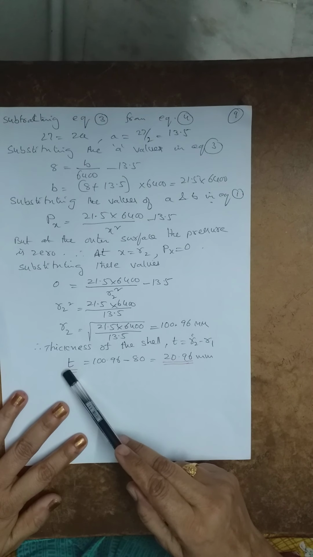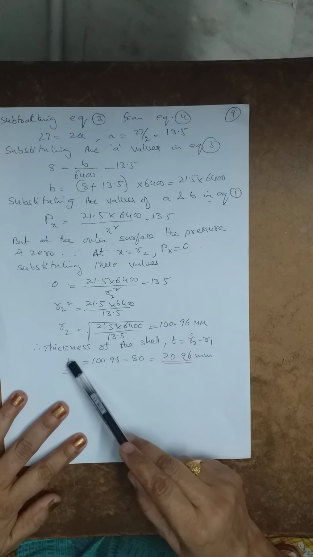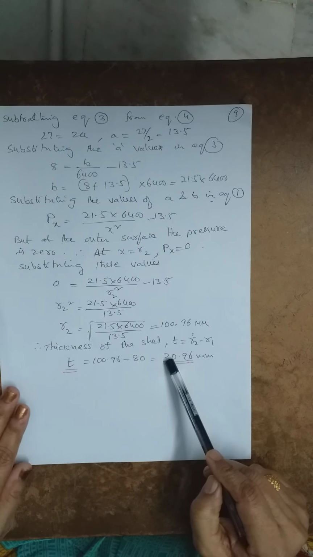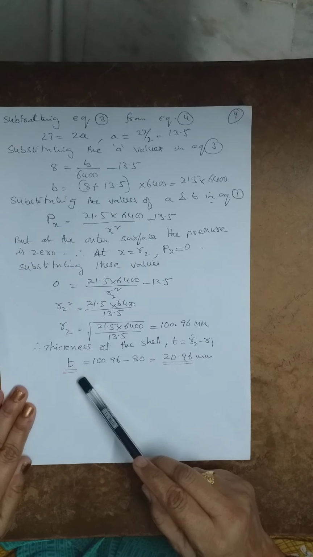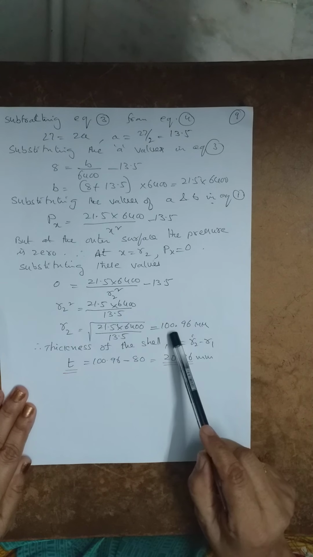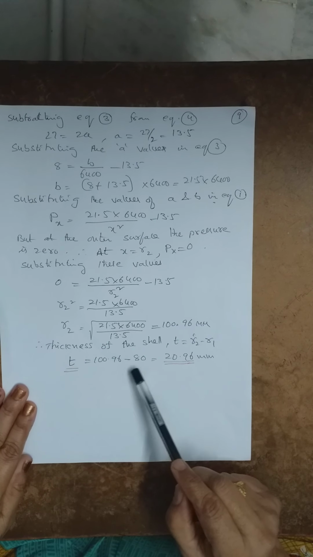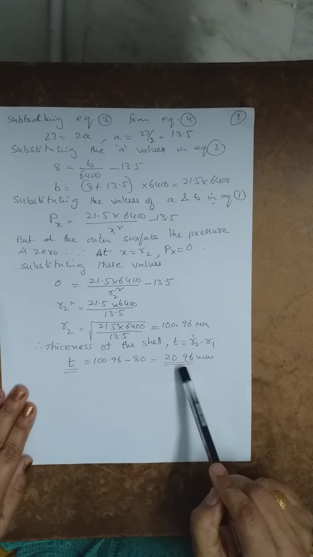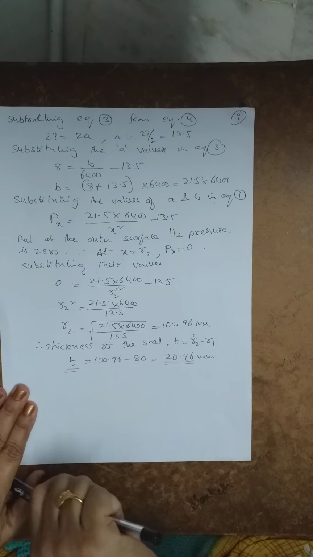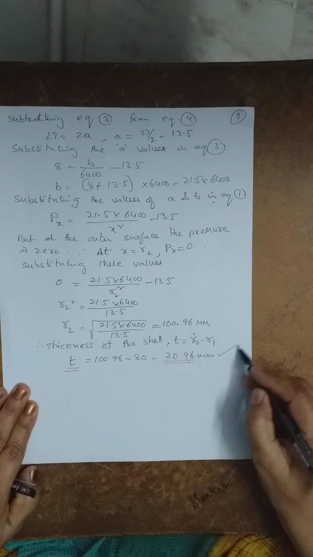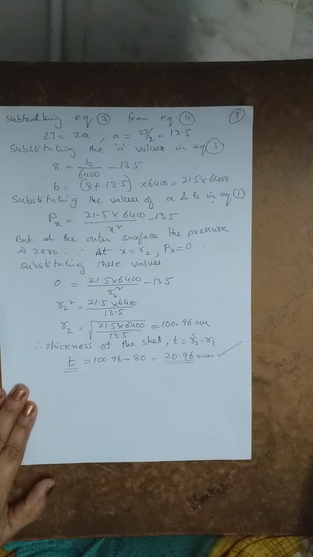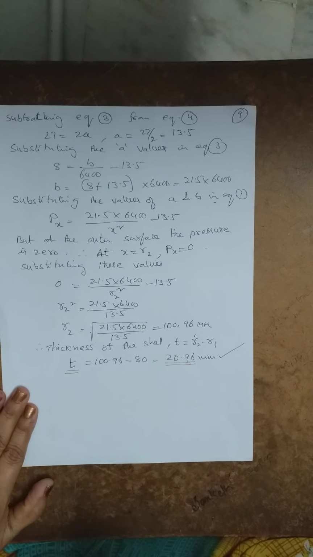Therefore R2 is the external radius, and the thickness of the shell T is equal to R2 minus R1. So T is equal to 100.96 minus 80, which is 20.96 mm. This is the answer asked in the question, that is the thickness of the shell.